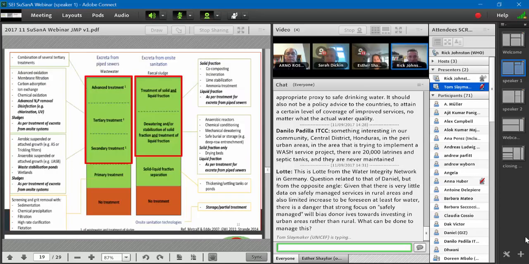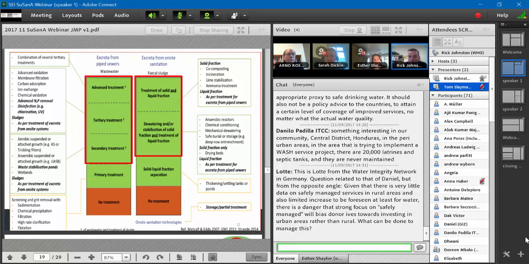So this is just to show you the treatment ladder, if you like, that we have. On the left-hand side, you see the ladder for the treatment of wastewater. That's excreta which is transported through sewers. And on the right-hand side, you have a ladder for the treatment of excreta from on-site sanitation. I'm sure many of you will be familiar with these. But the classification of treatment for wastewater is fairly well established. Many countries are able to tell us whether it is primary, secondary, or a tertiary form of treatment, and we're able to classify accordingly. So for the purposes of global monitoring, we have said that in order to count as safely managed, there needs to be at least a secondary level of treatment for wastewater.